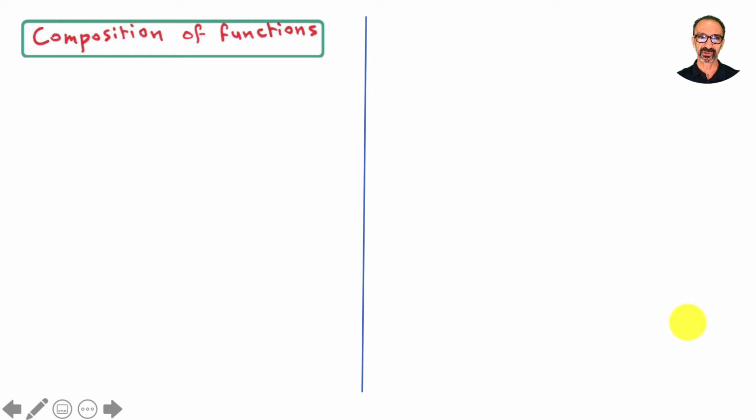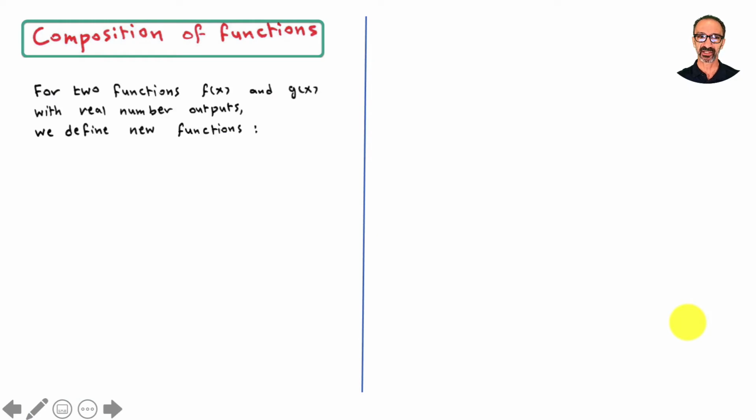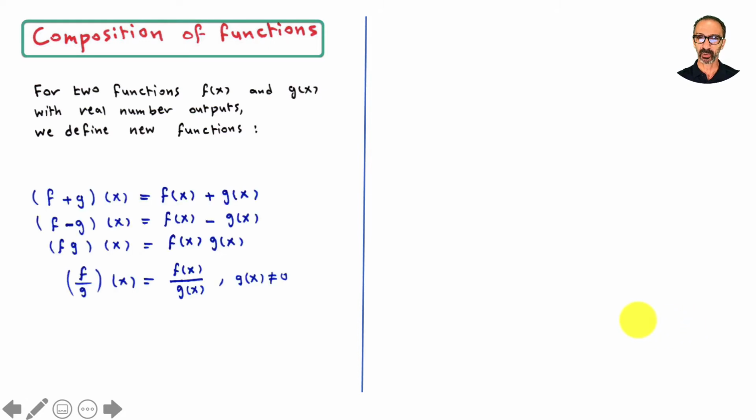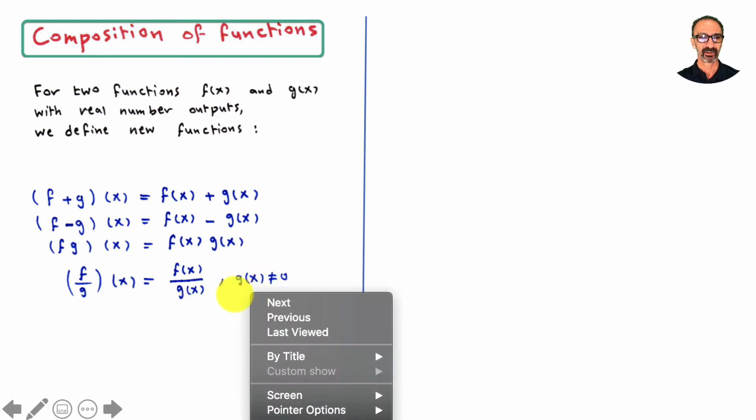Composition of functions. For two functions f of x and g of x with real number outputs, we define new functions. And those are quick ones: the sum, the difference, the product, the quotient. And of course, in the quotient, you have to be careful that the domain cannot equal 0. Here's a practical one.